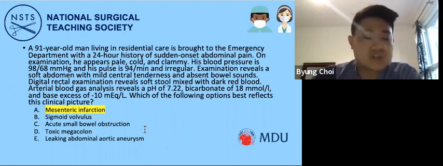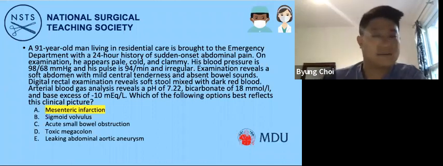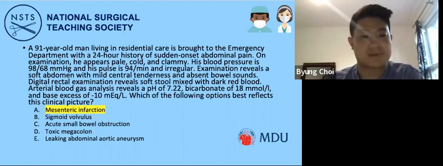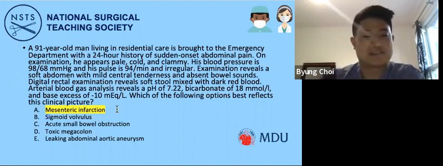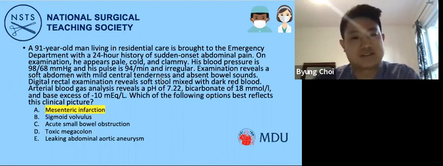Acute small bowel obstruction generally, again, doesn't present with dark red PR blood. Toxic megacolon, you would probably get a little bit more of a history in the stem about the patient having IBD type symptoms, or a background at least of IBD. And a leaking AAA doesn't fit with all of it. Although you have a cardiovascular risk within the question, it wouldn't necessarily explain the rest of the clinical symptoms here. Okay, so we'll move on.